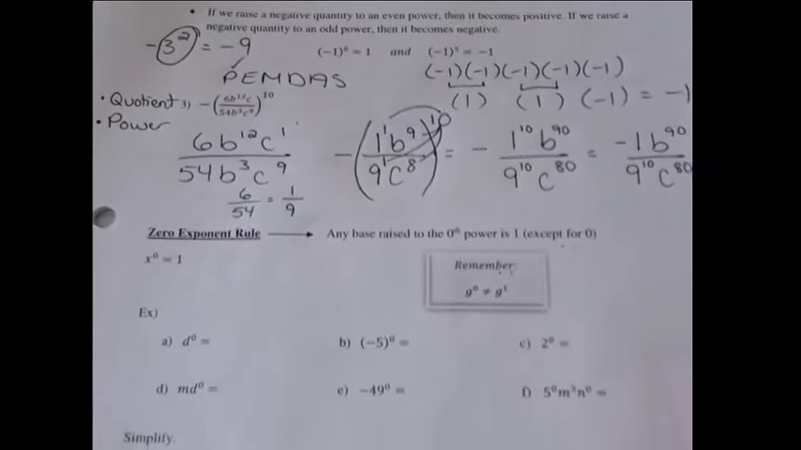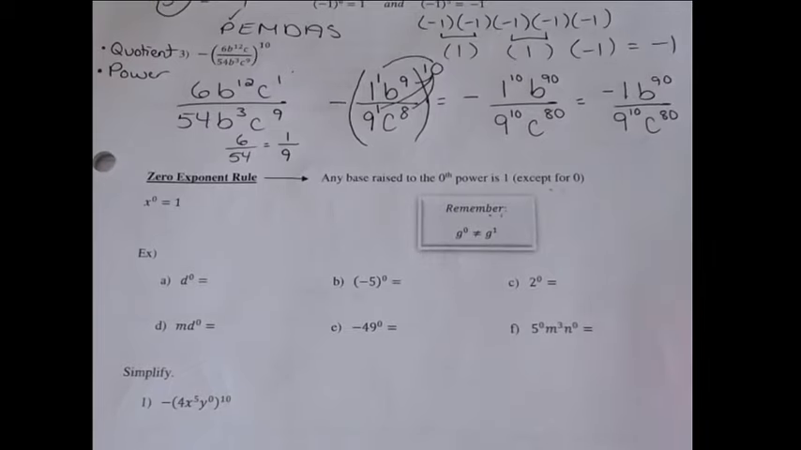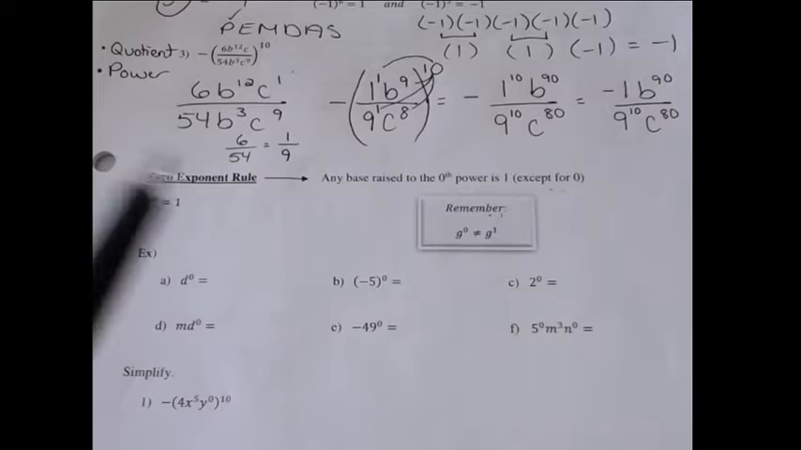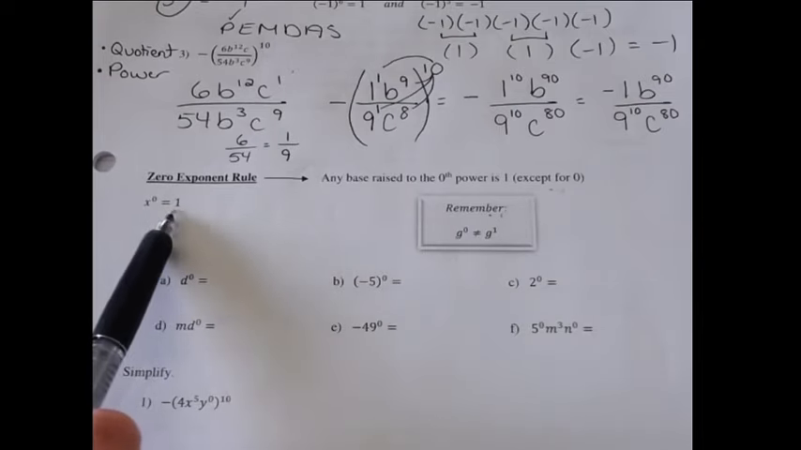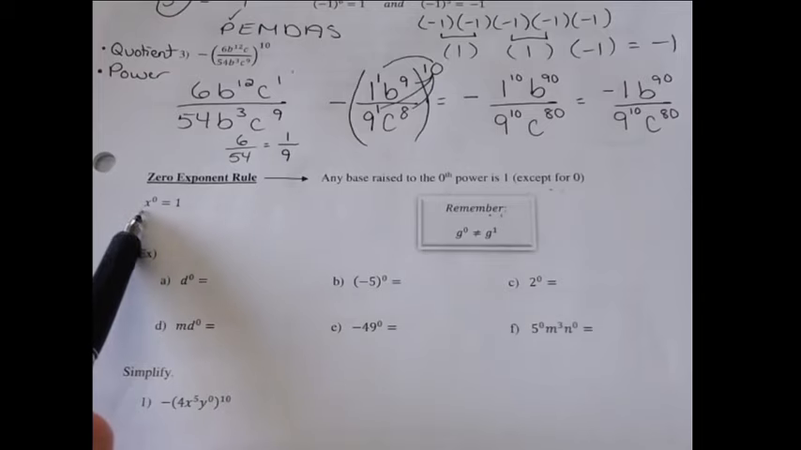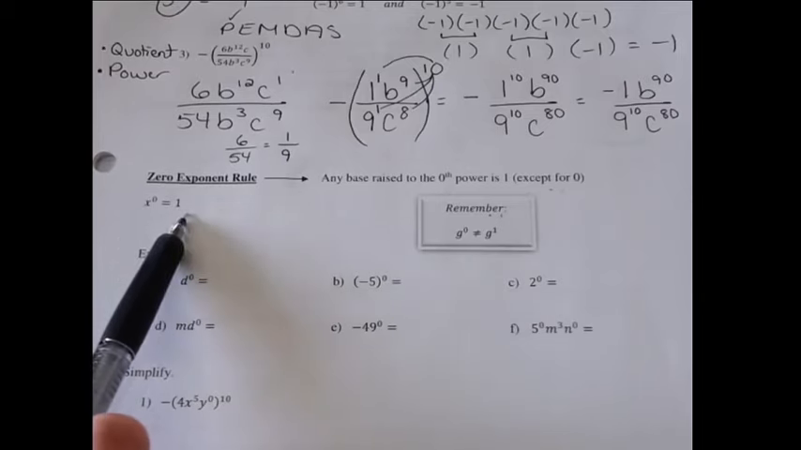Okay, let's get into the zero exponent rule. The zero exponent rule is super awesome. It states that any base raised to the 0th power is 1, except for 0. One thing I wanted to comment on first is that x to the 0 is equal to 1. X, the base, is being raised to the 0th power, so x to the 0 is 1.